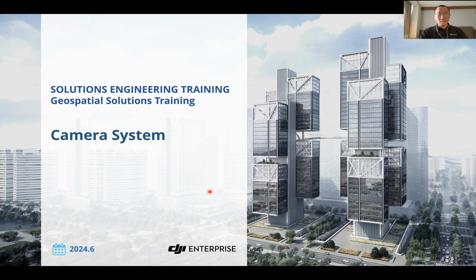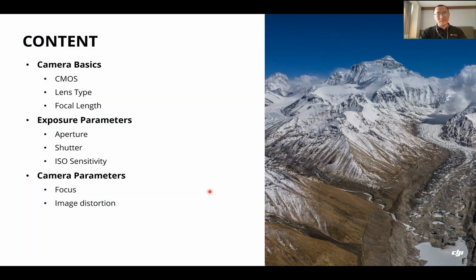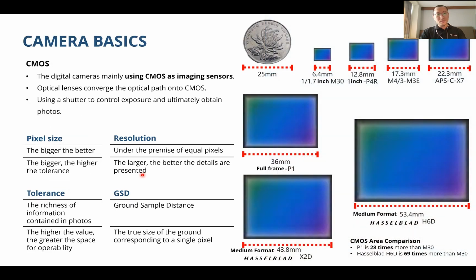Today we are going to talk about the camera system. So this is the content of this course. We will talk about the camera basics: CMOS, lens type, focal length, and we will talk about the exposure parameters and the camera parameters. Okay, let's get started. The first camera basic is CMOS.